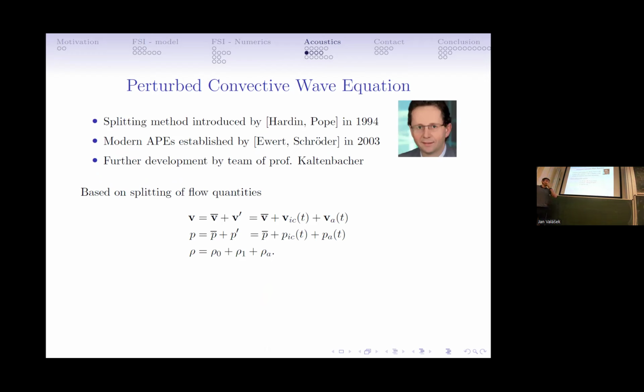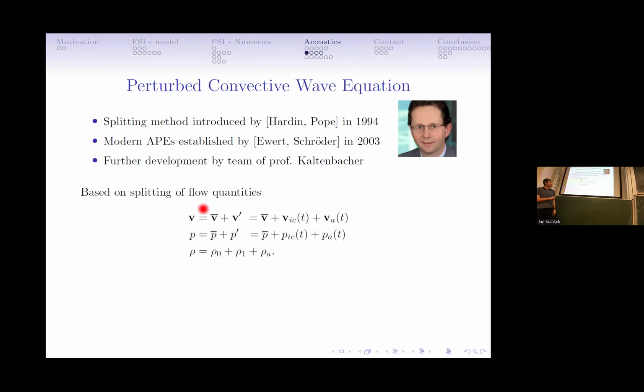another approach, or a whole family of other approaches, which was first introduced by Hardin and Pope in '94, further reformulated by Ewert and Schröder in 2003, and in the end a little bit more polished by a team of Professor Kaltenbacher. This approach is connected with the idea that we would like to solve directly for the acoustic pressure. So we would like to make a more insightful decomposition of this flow velocity.